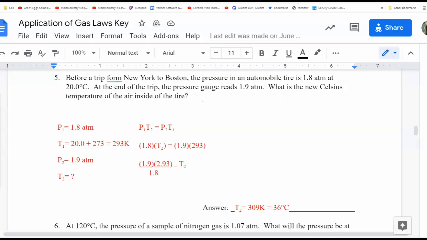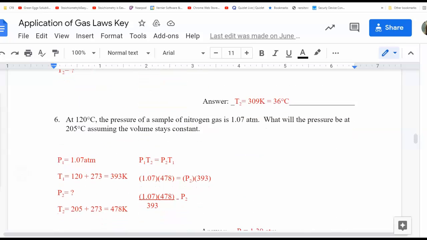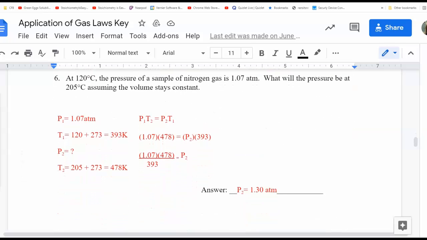All right, let's continue on to look at number 6. Number 6 was a similar one to the last one, except that we were solving for pressure this time with our temperatures in Kelvin, just like before, but this time we had to do 2 temperatures in Kelvin. Again, if you got this one wrong, it is because you did not have your temperatures changed to Kelvin.